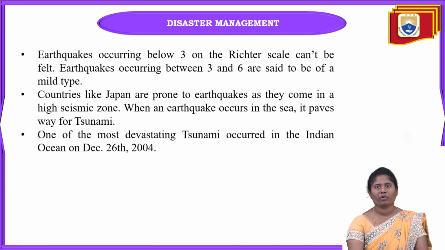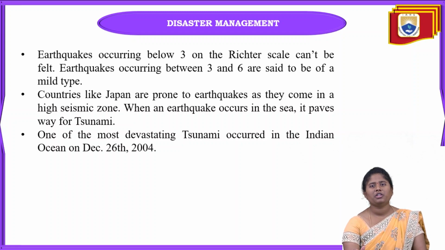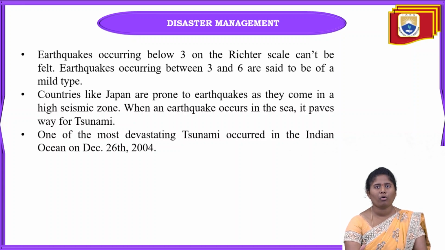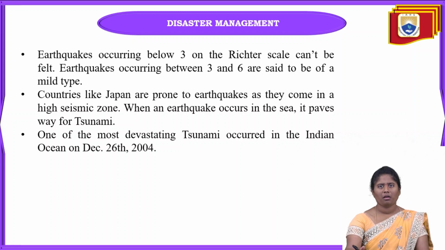it cannot be predicted. Why? Because if we want to know how much magnitude occurred using the Richter scale, that value should be above the 3 level. From the 3 level only, this Richter scale is going to work. If an earthquake occurs between 3 and 6, it may be said to be of the mild type.